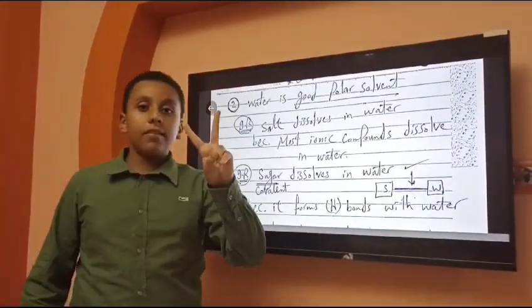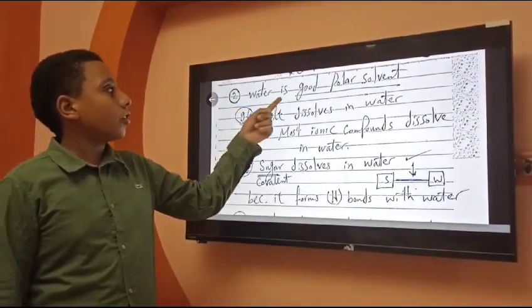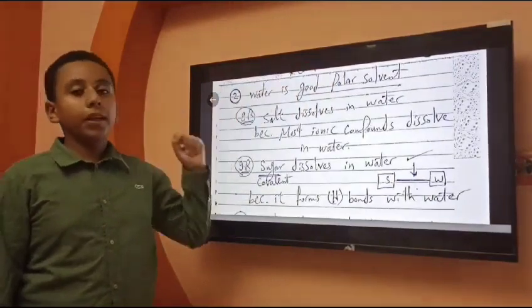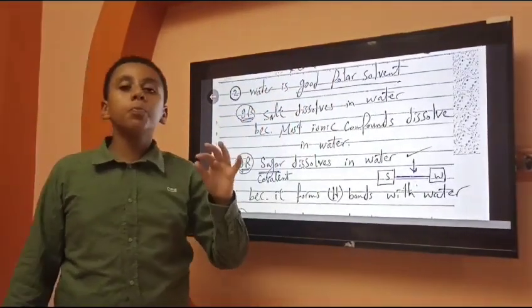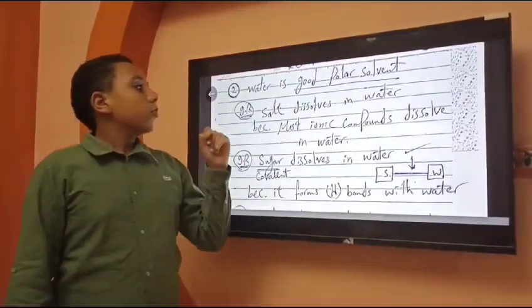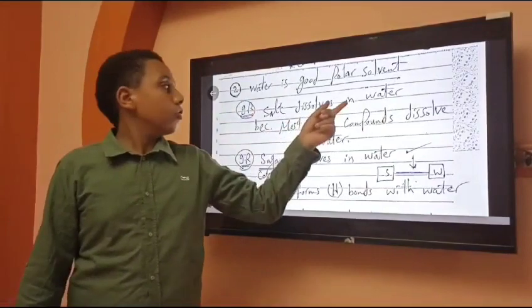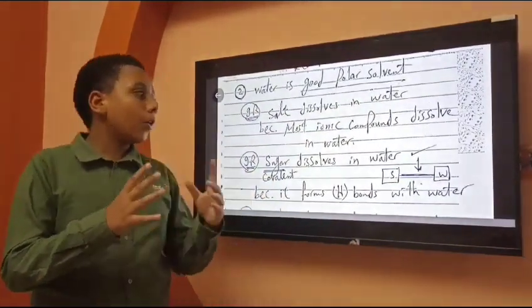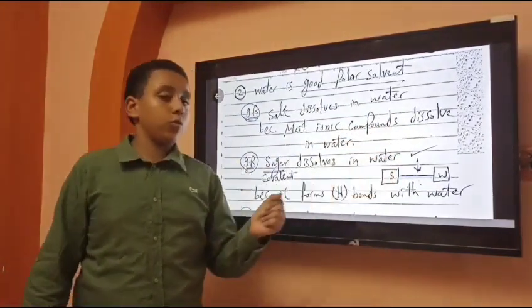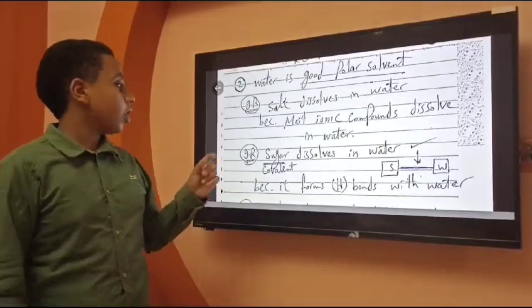The second thing in the physical properties: water is a good polar solvent. Why does salt dissolve in water? Give reason. Because most ionic compounds dissolve in water.